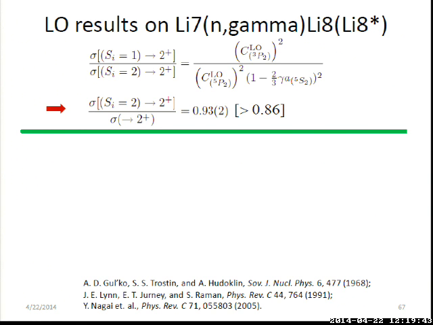Maybe I didn't understand. So the horizontal axis was the neutron collision energy, the relative collision energy. So what was the photon energy? Photon energy is the binding energy. That's much larger. Yeah, it's 2 MeV. So at a very low energy, basically the kinetic energy between neutron and lithium 7 can be ignored.